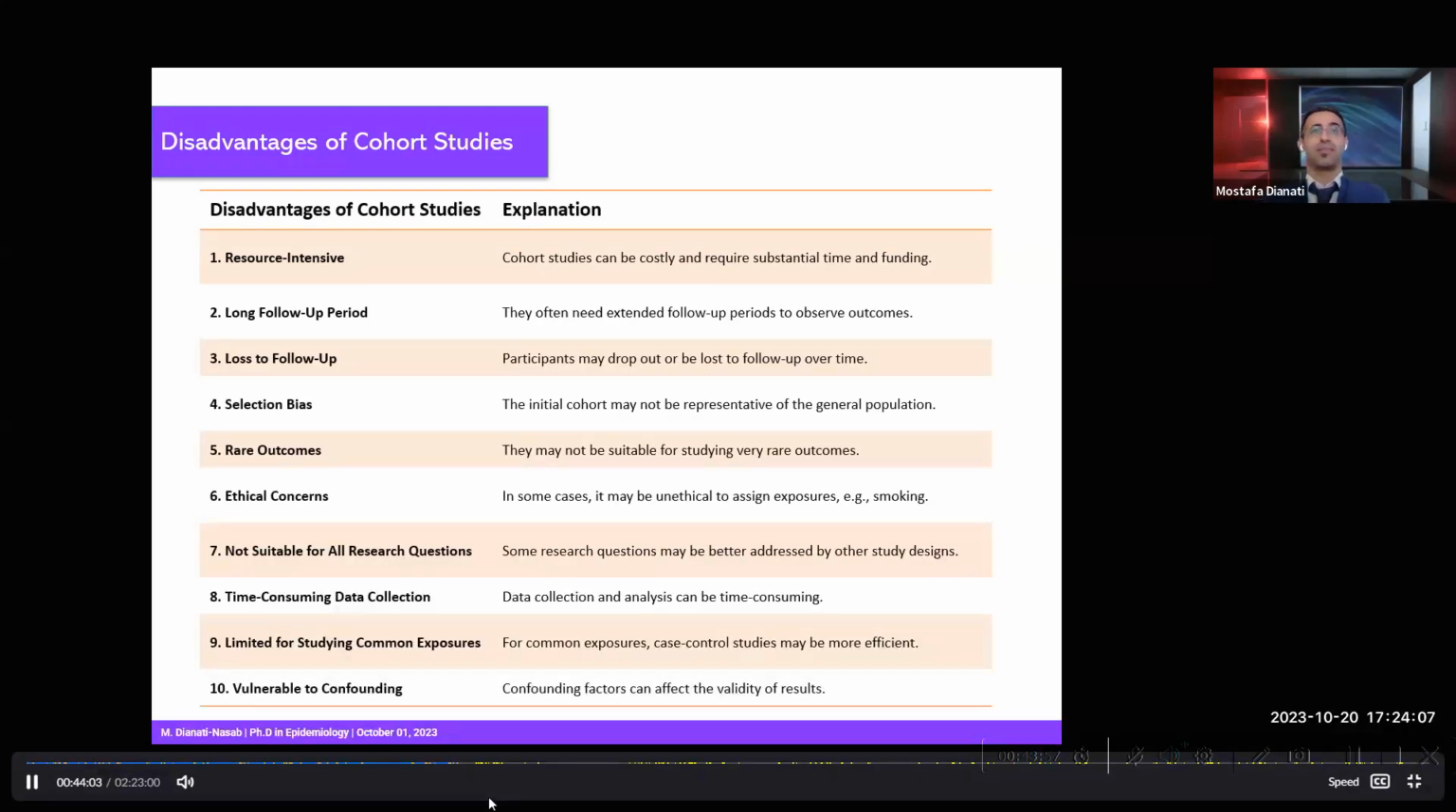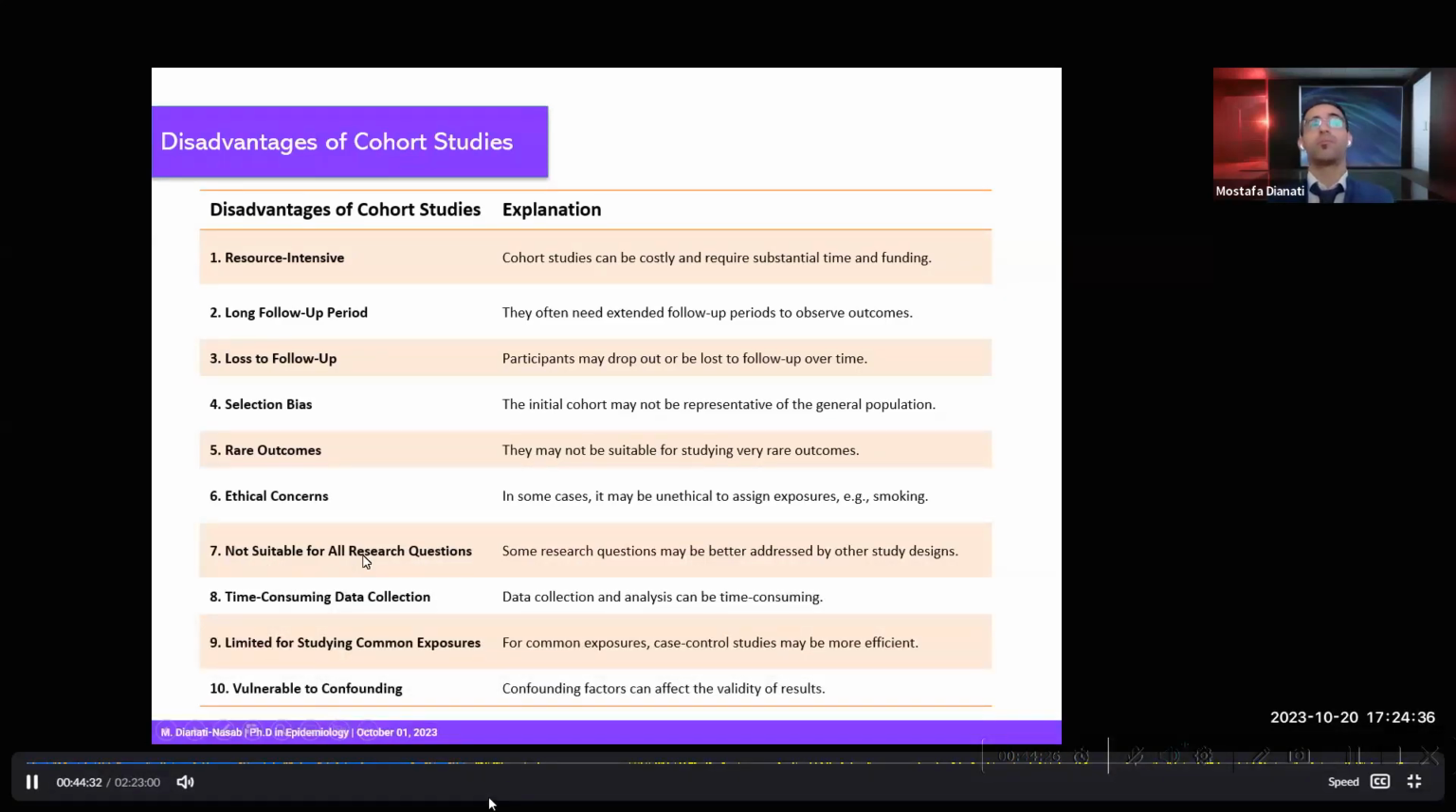Selection bias. It's a really big issue also in cohort studies because if you select a population that is really not representative of the general population, it can be problematic. For rare outcome, as I already mentioned in the previous slide, this is not the best approach. Sometimes ethical concern may exist, but it's not that big actually.